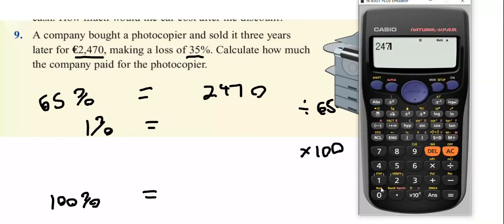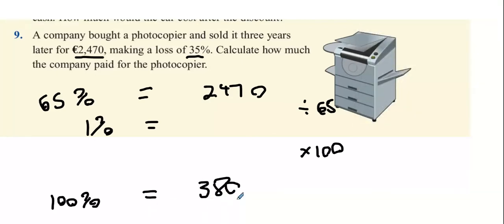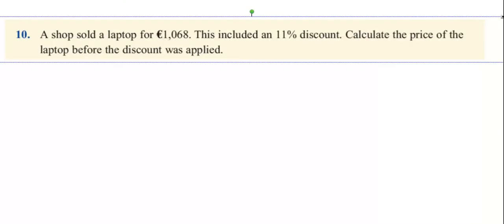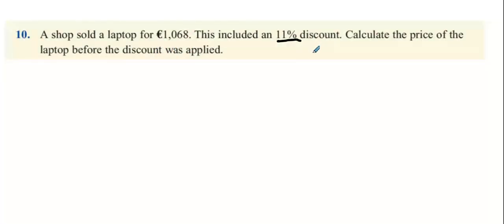So 2740 divided by 65. Multiply by 100. 3,800. Okay, and that's 38. Now, 10. A shop sold a laptop for 1,068. This includes an 11% discount. Calculate the price of the laptop before the discount was applied.